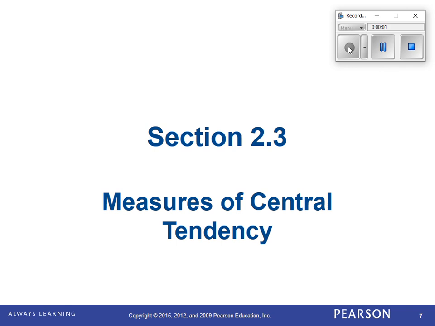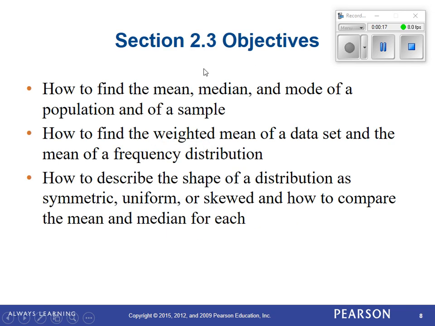Once we get to where we stopped at last time, let me know and I'll slow down a little bit. Measures of central tendency. Again, all measures of central tendency are numbers that fall in the middle of the data. We're going to do some stuff with mean, median, mode of a population and of a sample. Find the weighted mean and the mean of a frequency distribution.